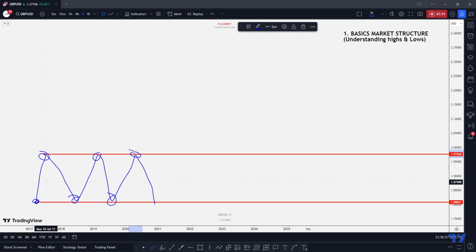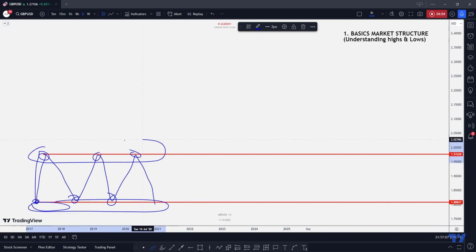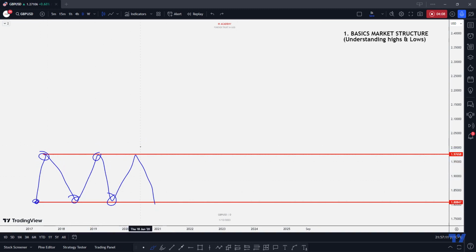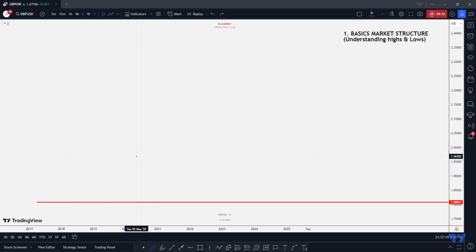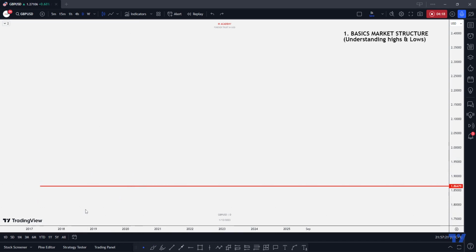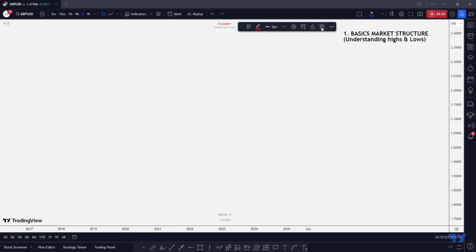When the market is moving inside a particular range of price, you can clearly see that price is not going below this price, and price is not going above this price. Price is just moving inside of this range. So that's what we call a sideways trend, a consolidation trend, or a ranging market. So now let's look at other forms of highs and lows.